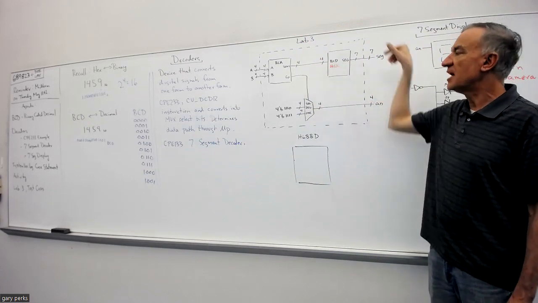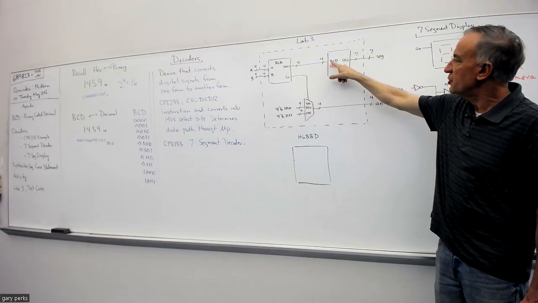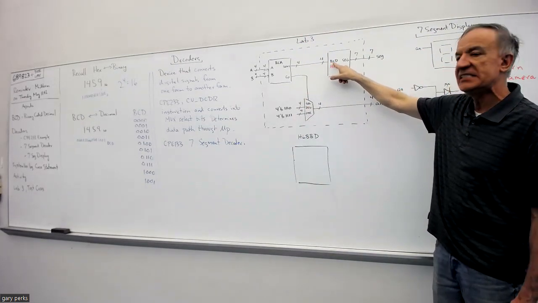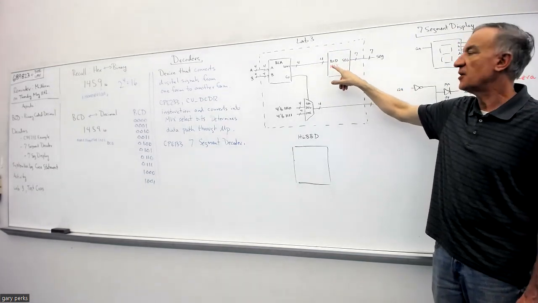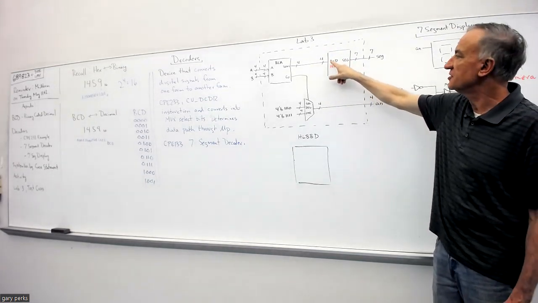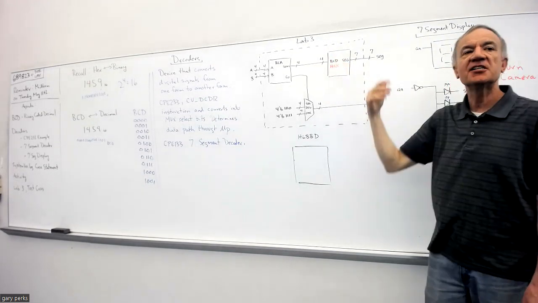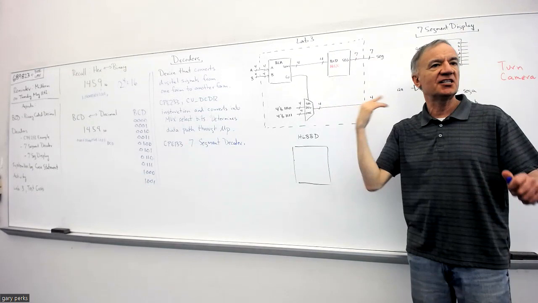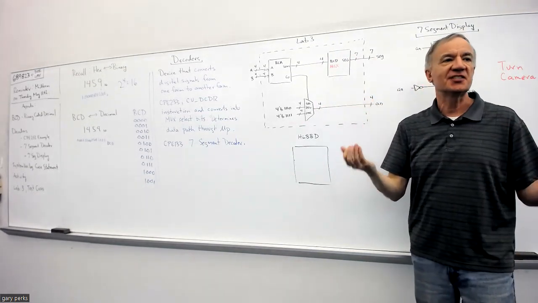Now, in the lab 3 diagram in the instructions, the input of the decoder is BCD, binary coded decimal. I'm changing it to hex, so I want you to do the same thing. Instead of calling this input BCD, we're going to call it hex. And I'm going to explain why I made the change coming up. It's just going to make this decoder a little bit more interesting.